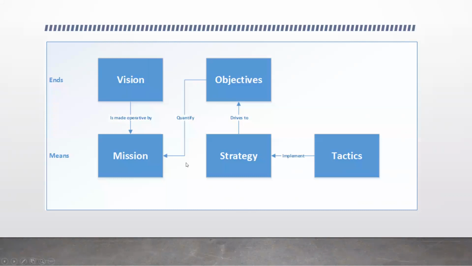So these three at the bottom here: your mission, your strategy, and your tactics are means to an end. So these are means: mission, strategies, tactics are means to your end. Your end here is your vision or your objective. And you can see your vision is made operative by your mission. Now, when you want to quantify your mission, you do that by having objectives. So your objectives help you to quantify your mission. Your strategies drive your objectives, and your tactics help you to implement your strategies. So that's a nice diagram to help you sort of put all of that together.